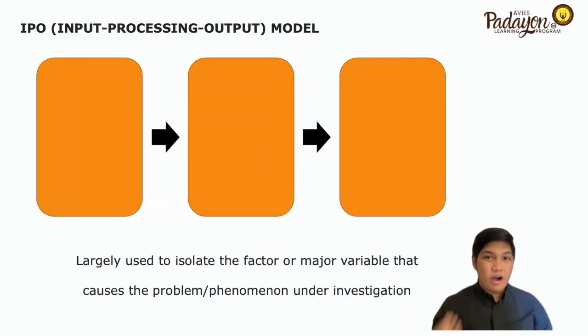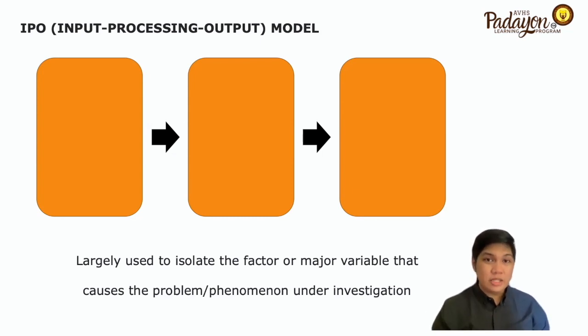Lastly, the common model that I always found on YouTube is the IPO or the input processing output model. This is largely used to isolate the factor or major variable that causes the problem or phenomenon under investigation. So the first box that you could see there is the input. The second one is the processing, and the third one is the output.